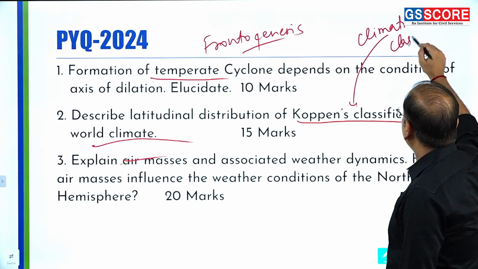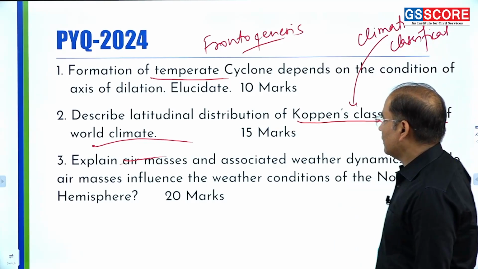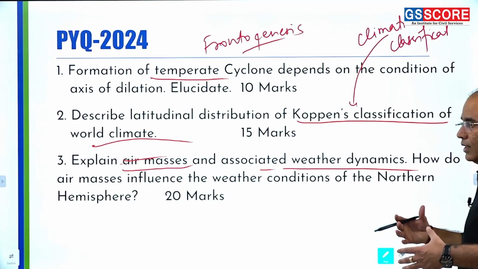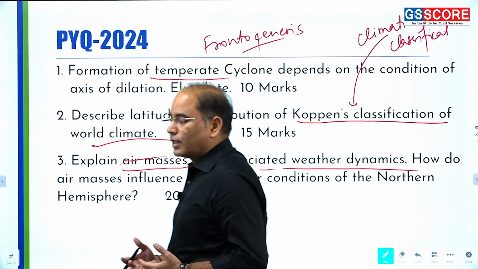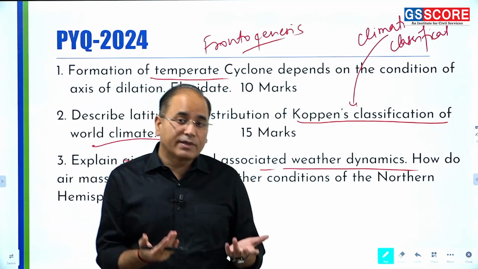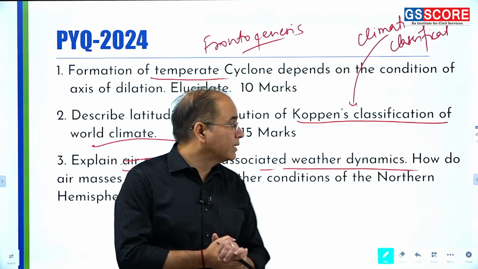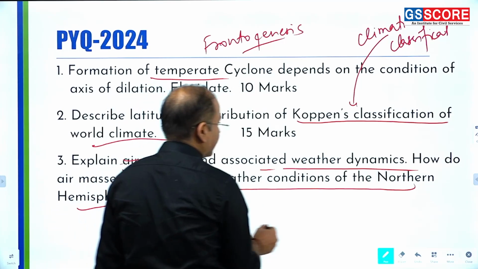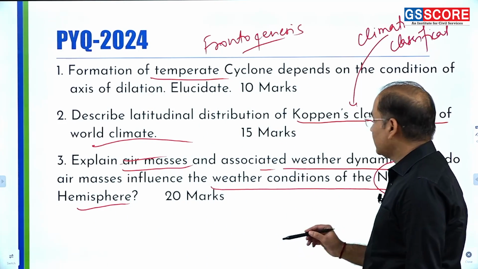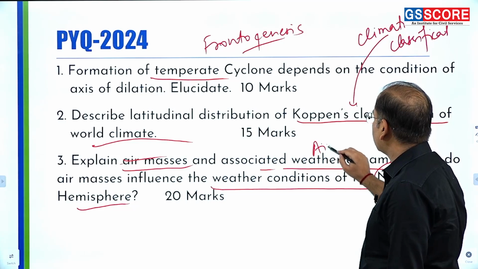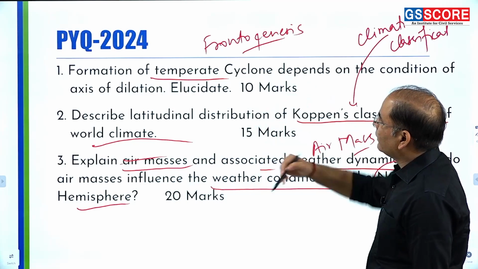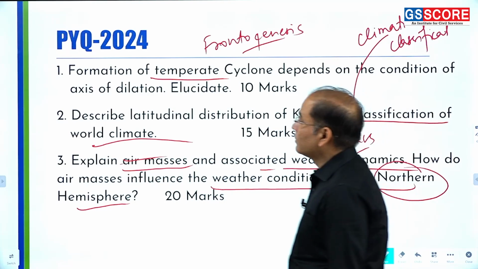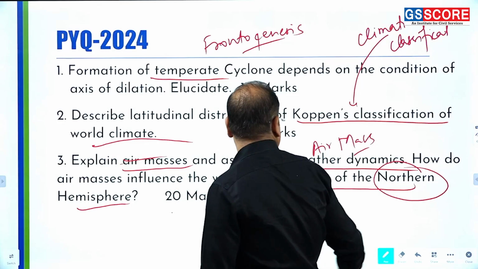Then explain air masses and associated weather dynamics. So how the air masses develop, what are air masses, what are the different types of air masses, where the air masses develop, and then how the air masses influence the weather conditions of the northern hemisphere. So a specific question related to the northern hemisphere. So a question was asked from the air masses topic. If you look at 2024, there was around a 45 marks question. So a 45 marks question was there in 2024.